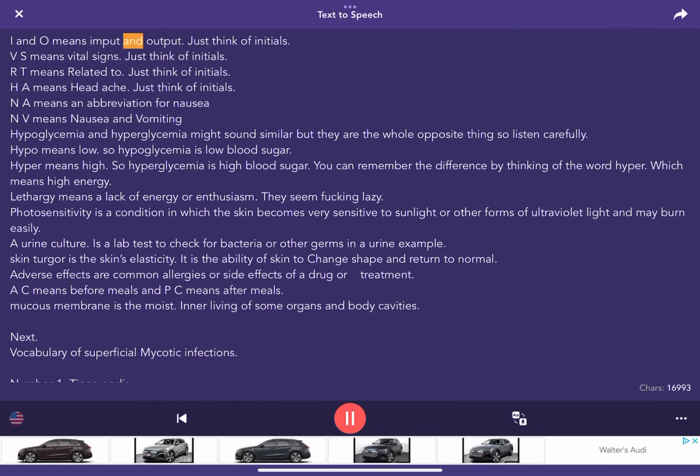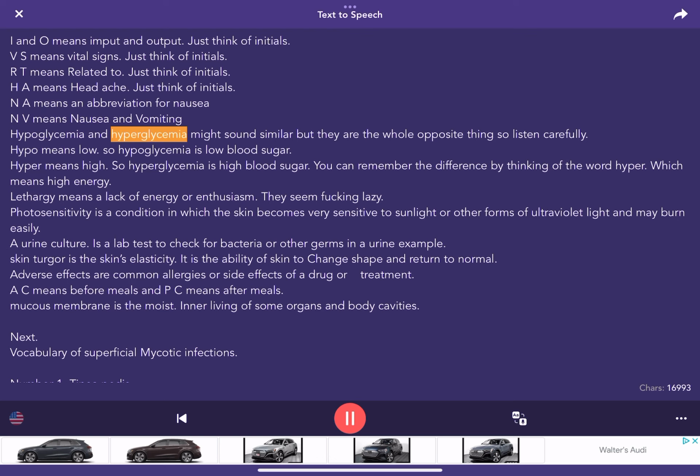I and O means input and output. Just think of initials. VS means vital signs. Just think of initials. RT means related to. Just think of initials. HA means headache. Just think of initials. N means nausea and V means nausea and vomiting.